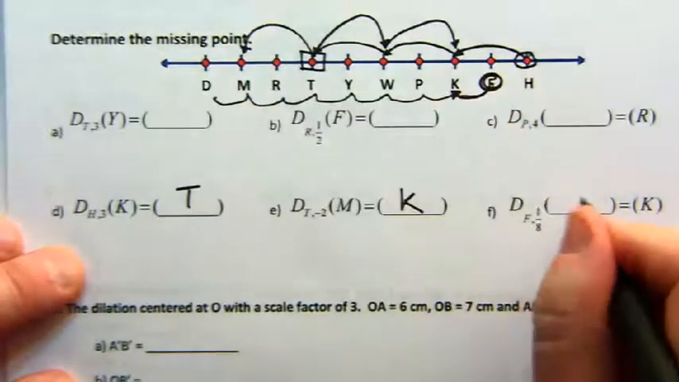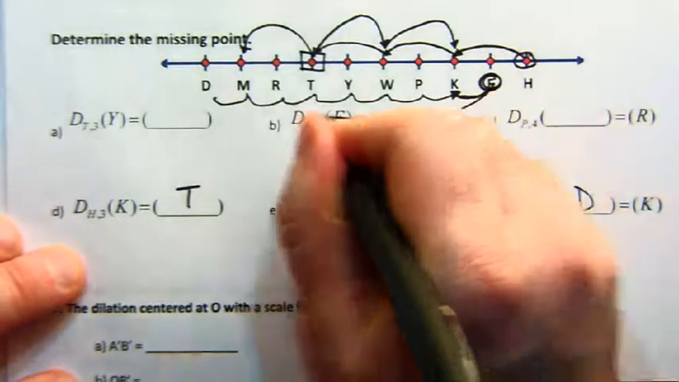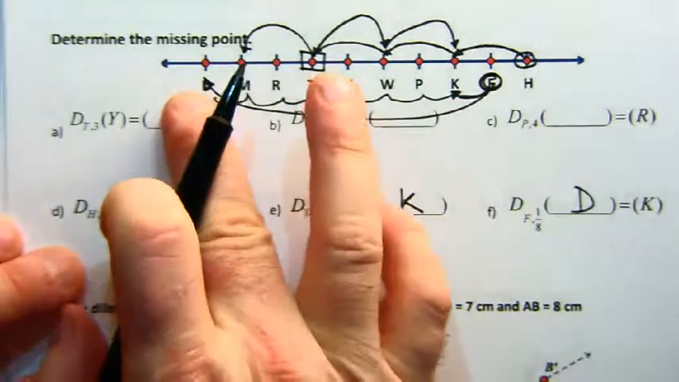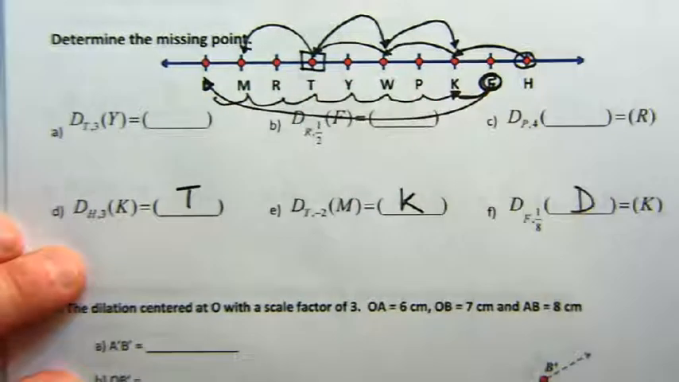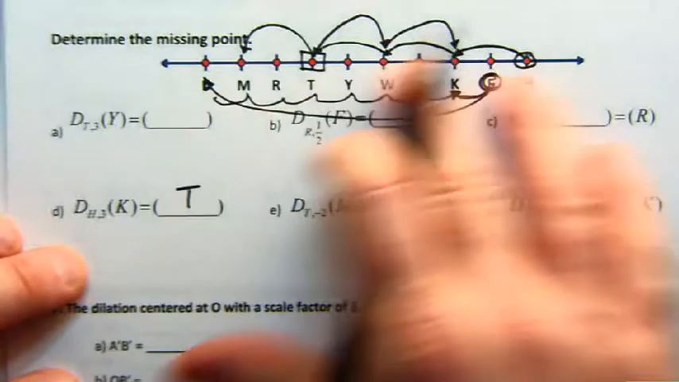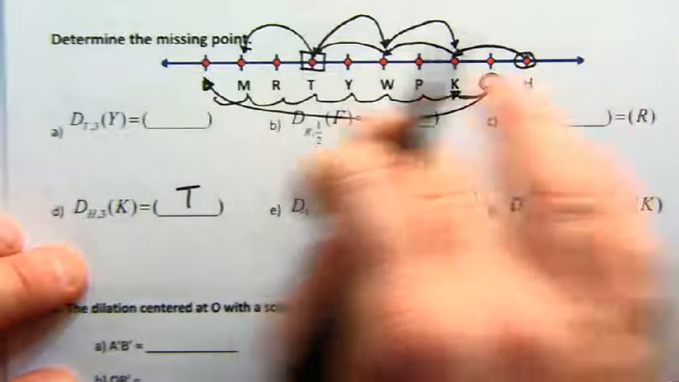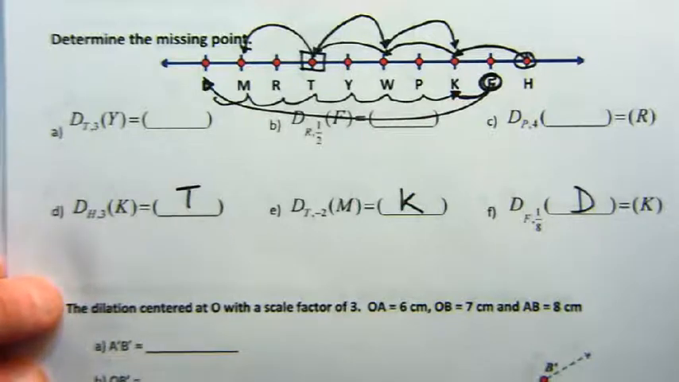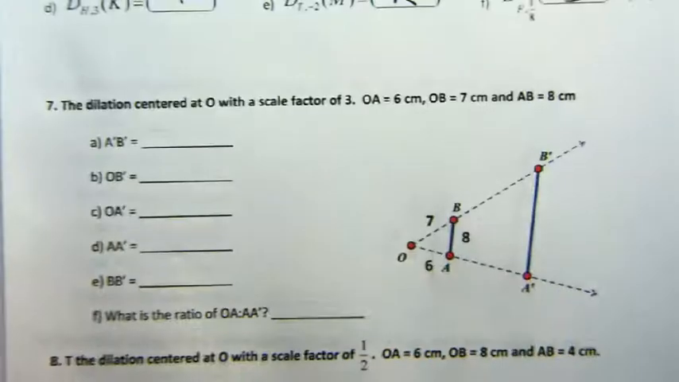It better be D, because if you take D and you dilate it 1/8 the size, it shrinks right down here to be this value. These are kind of tricky. It is good to maybe use your number line to help you to figure out what goes where. But they're doable if you have some patience with them.